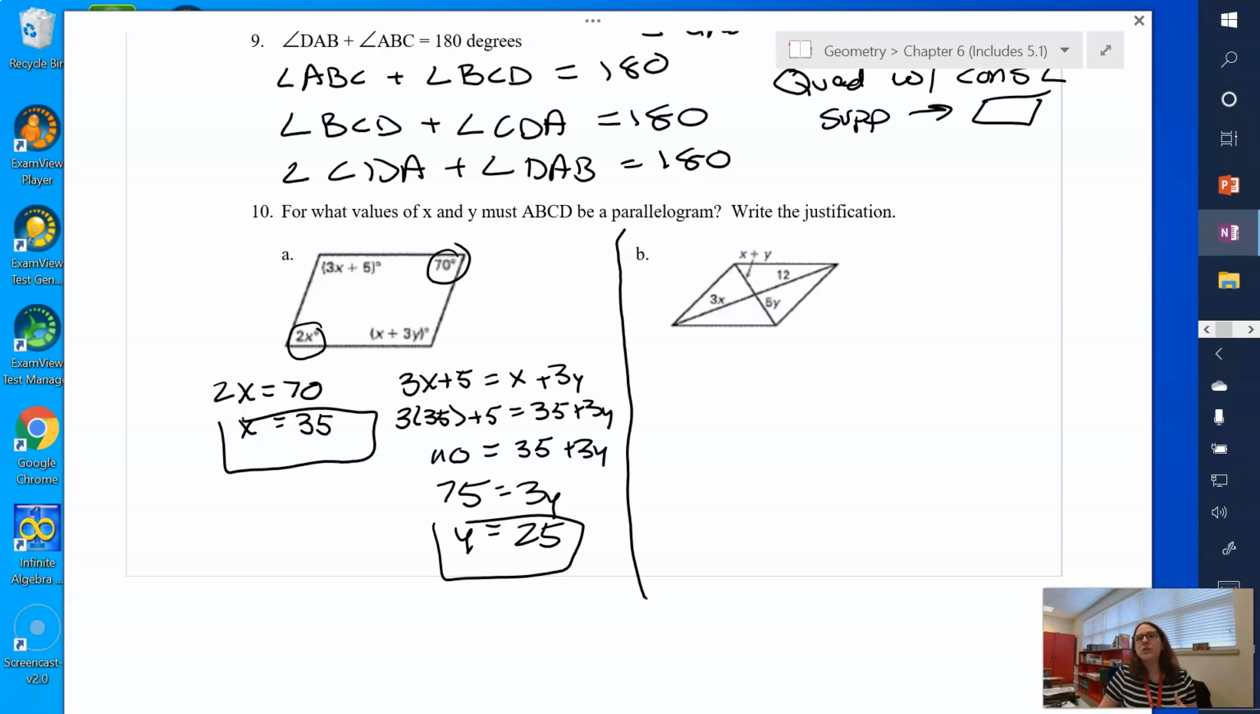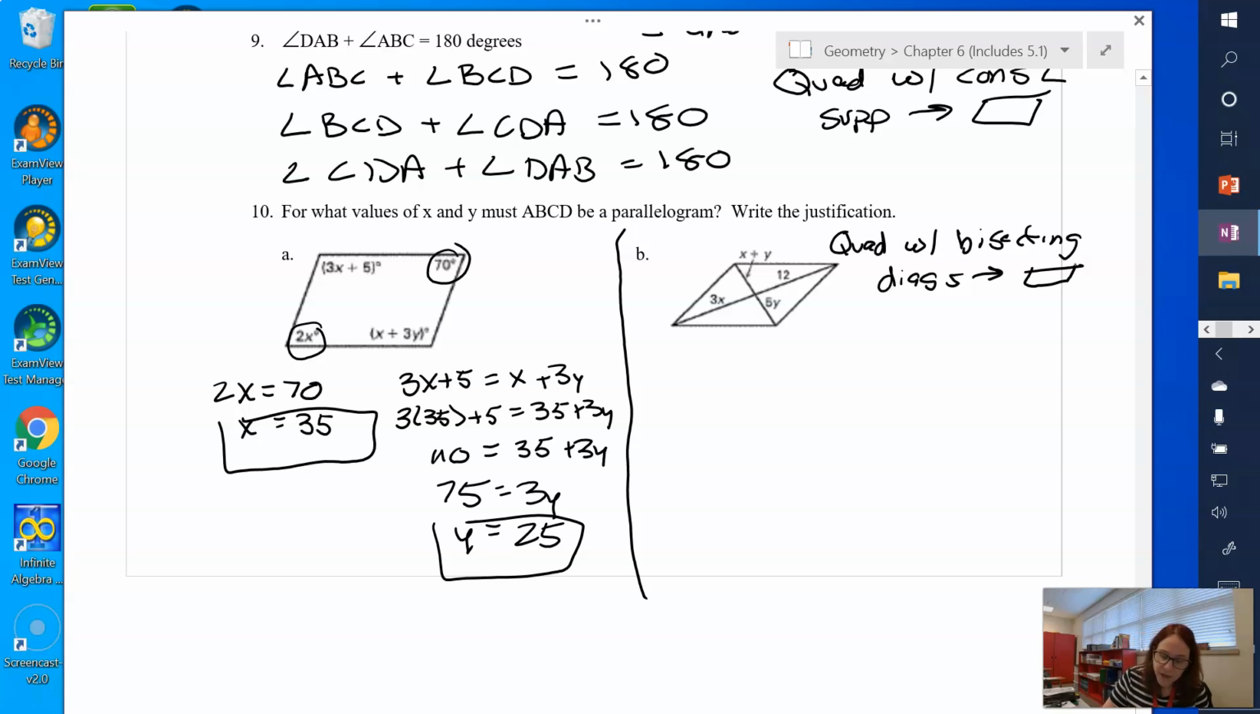Now let's look at B. This time our information is about the diagonals. So I'm thinking that I'm going to use quad with bisecting diagonals. Okay. Let's write our equations.